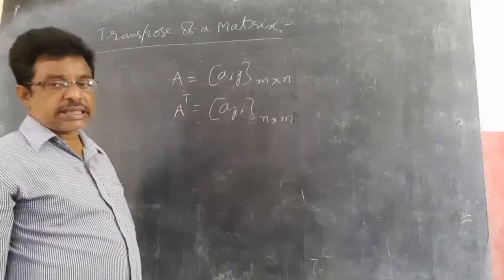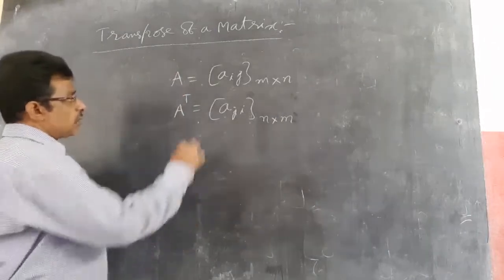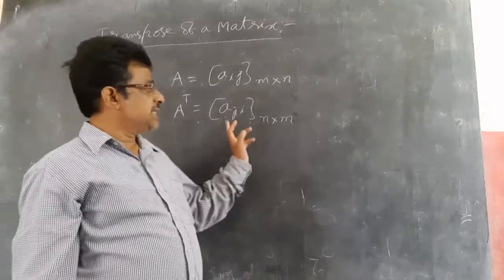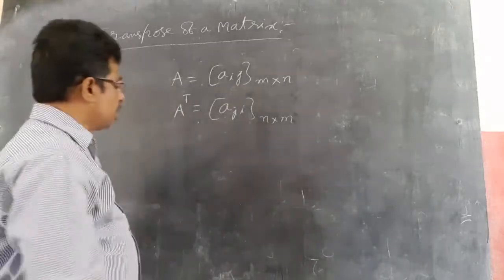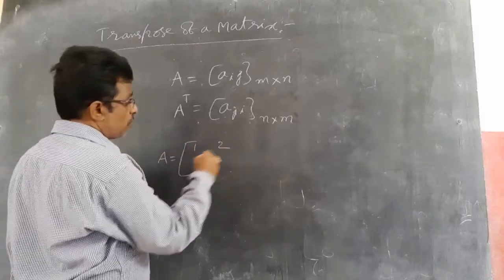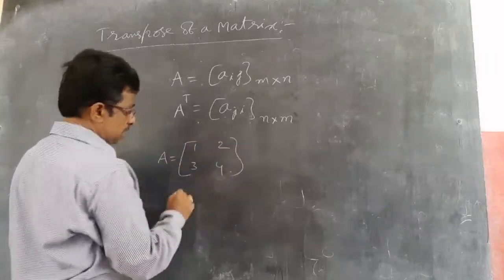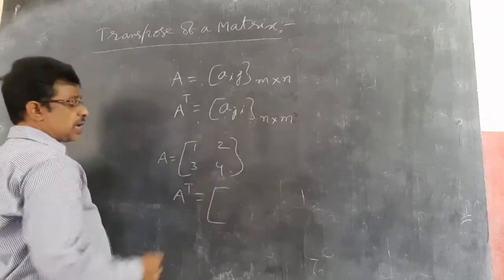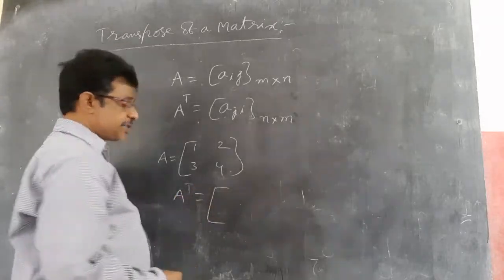It is called the transpose of a matrix. A equal to Aij of m by n. Then A transpose is Aji of n by m. Means if A equal to 1, 2, 3, 4, then A transpose equal to changing rows into columns, columns into rows, as I told.